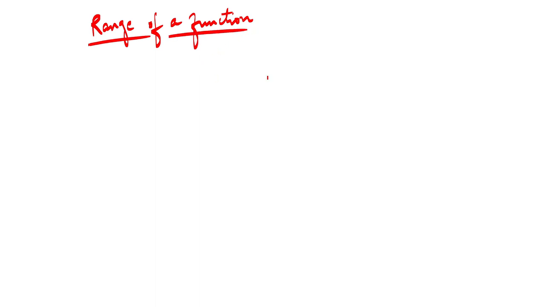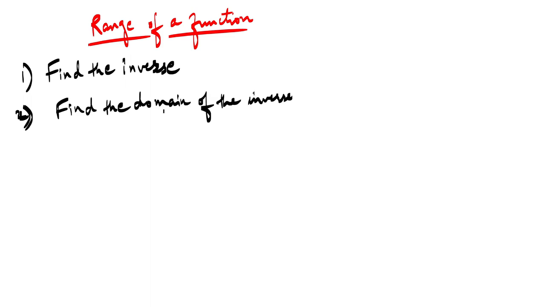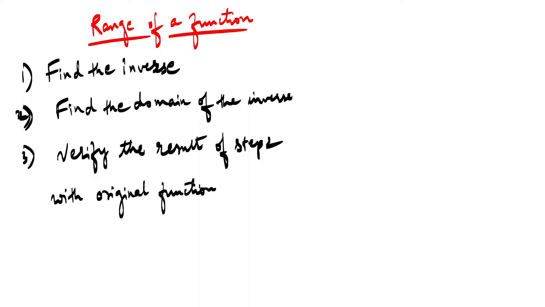So in the previous slides we discussed how to find the domain of a function and how to find the inverse of a function. Now how can we calculate the range of a function? We can calculate the range of a function by following these three steps. The first one is to find the inverse. We'll take an example so that you will understand. Let me write the three steps first. First is find the inverse. Second step is to find the domain of the inverse. The third step is just to verify the result of step 2 with the original function that is given.